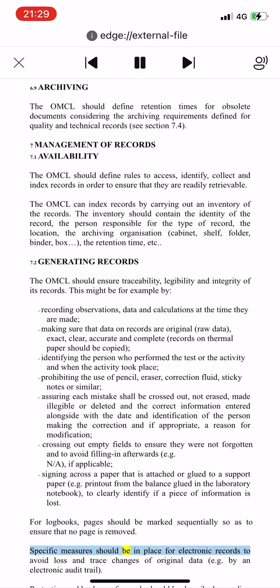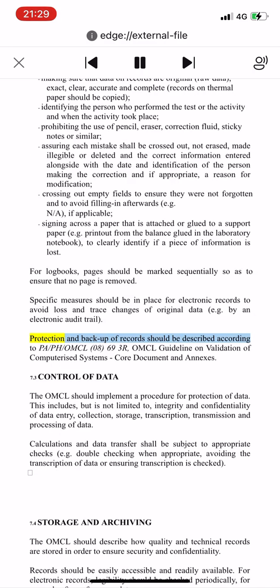Specific measures should be in place for electronic records to avoid loss and trace changes of original data, e.g. by an electronic audit trail. Protection and backup of records should be described according to PA/PH/OMCL (08) 69 3R, OMCL Guideline on Validation of Computerized Systems, Core Document and Annexes.